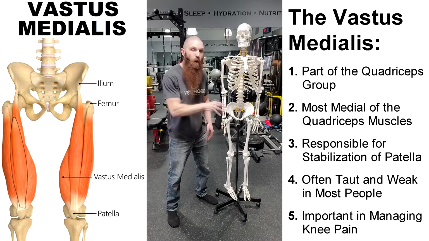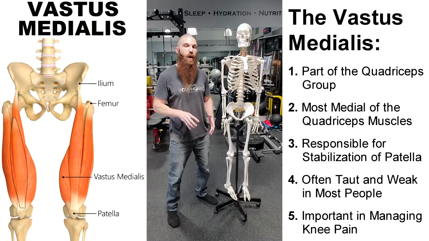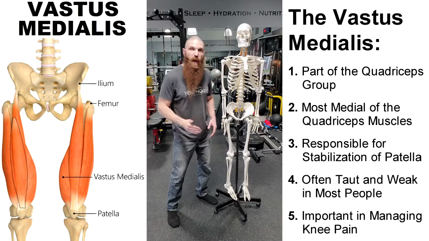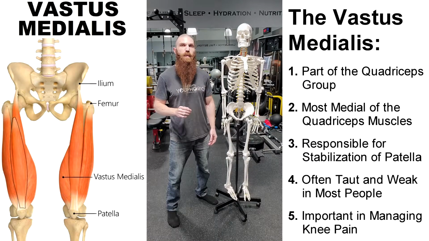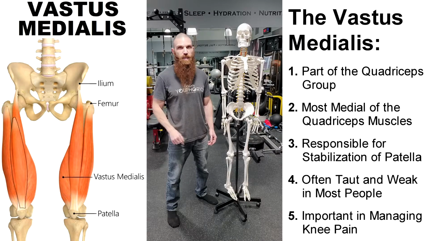Vastus Medialis is one of your quadricep muscles, and it's the most medial, and one of its jobs is going to be stabilization of the patella, which makes it a very important muscle, especially in managing something like knee pain. With regard to knee pain, when the Vastus Medialis gets very, very taut and weak, you're going to get a tracking issue with the patella where it's going to start to track laterally. So what you would want to do to mitigate that would be to do some strengthening exercises for the Vastus Medialis muscle.